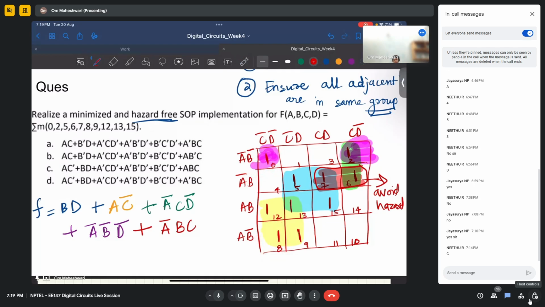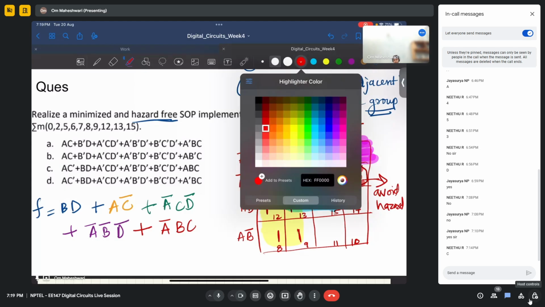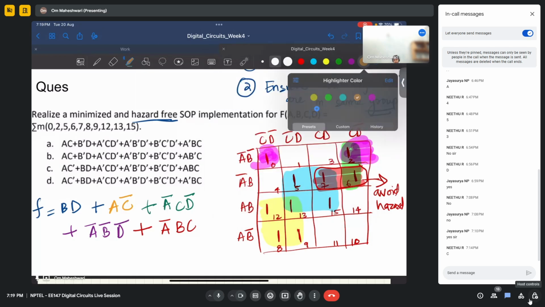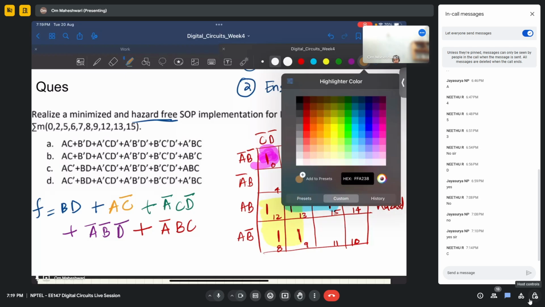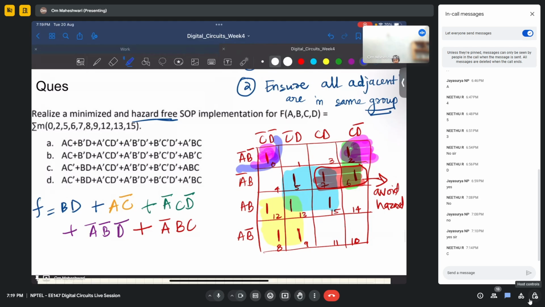So let us make it with some other color, maybe dark blue, this one and this one. So I can write this as plus B bar C bar D bar, right? Now if you see, in all the groups, there is no one which is not in the same group.